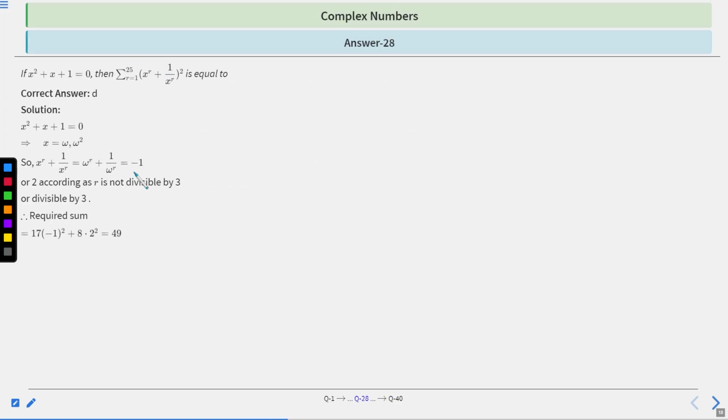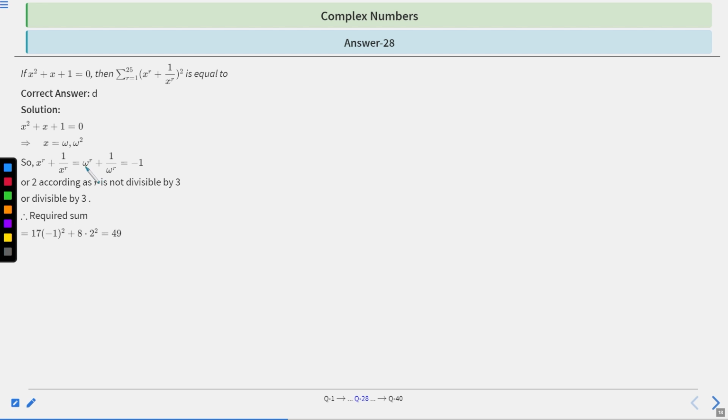Now let's discuss. Since x square plus x plus 1 is equal to 0, we all know that the roots of x square plus x plus 1 equal to 0 are basically omega and omega square. So let's put x as omega. So it will be omega to the power r plus 1 by omega to the power r, and it will be equal to minus 1 or 2. It will take the value minus 1 when r is not divisible by 3, and it will take the value 2 when r is divisible by 3.